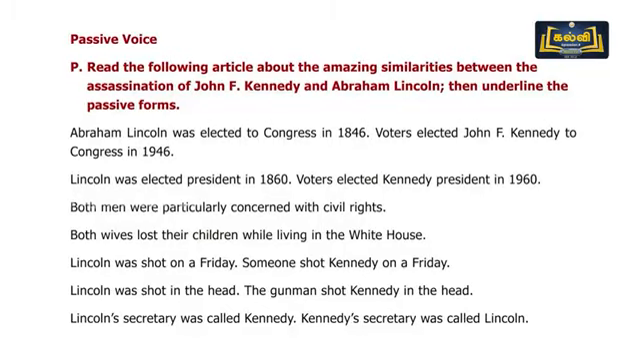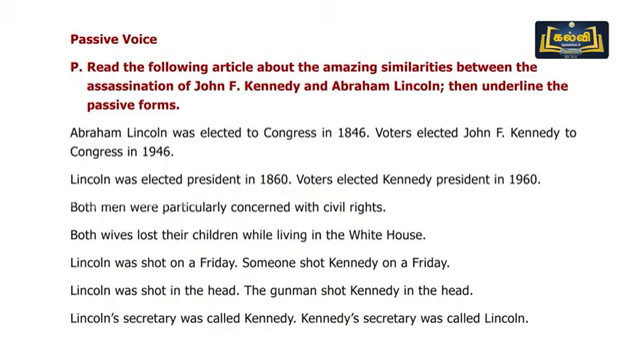Now, we will move on to the passive voice. The voice is classified into 2, active and passive. Now, we are given a passage where you read the following passage about the amazing similarities between the assassination of John F. Kennedy and Abraham Lincoln. Then underline the passive forms. This is an assassination which has been over, so the whole passage will be in the past tense. While you read the passage, you will underline the passive forms.